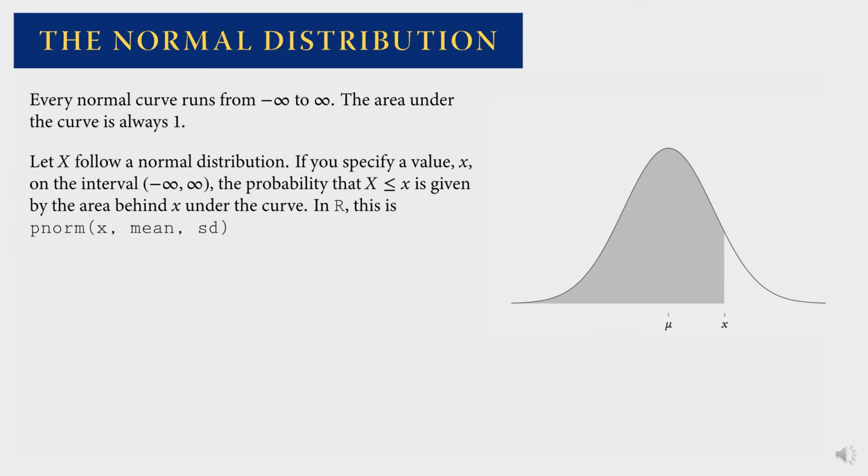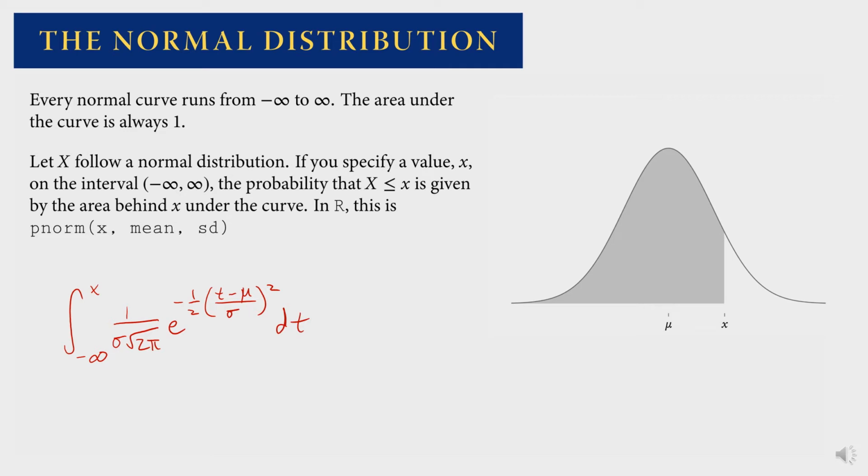Every normal curve runs from negative infinity to infinity. The area under the curve is always 1. If I want to find the probability that a number drawn from a normal distribution is less than or equal to little x, I find the area of the curve that's behind little x. For those of you who have taken calculus, that means I have to integrate the PDF from negative infinity to little x. I have to solve this integral from negative infinity to x of 1 over sigma square root 2 pi, e to the negative 1/2 ((t minus mu) over sigma) squared, dt.